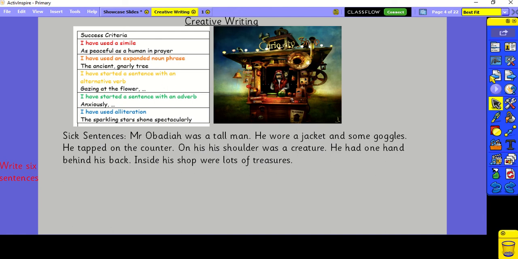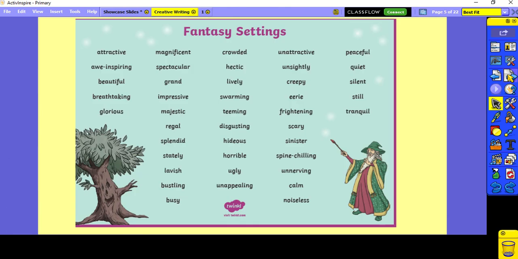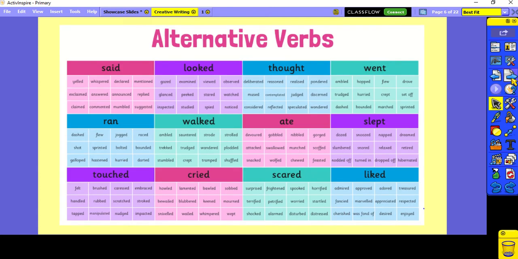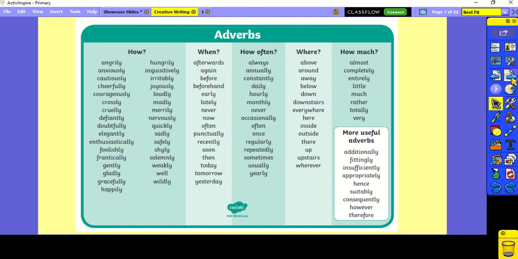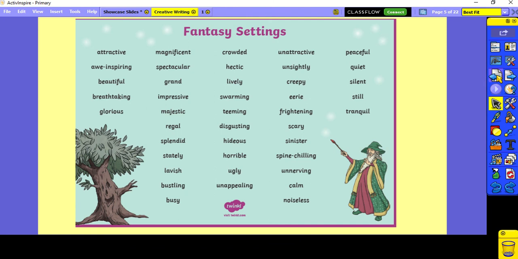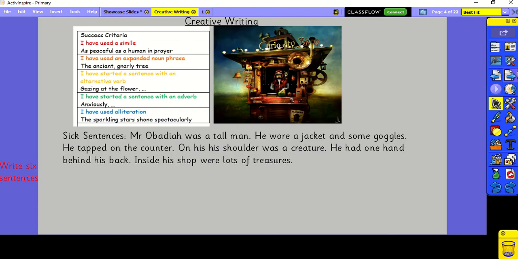To help you, I have also uploaded these sheets. So you will have a fantasy settings adjective mat, an alternative verbs mat, and an adverbs mat. So you'll be able to look at those as you want while you're doing your writing, and I might use these ones while I'm doing my writing.